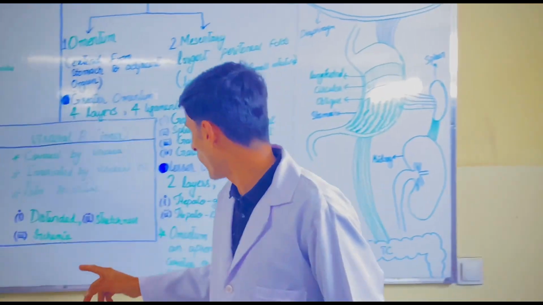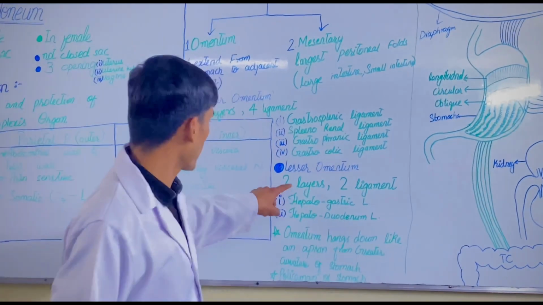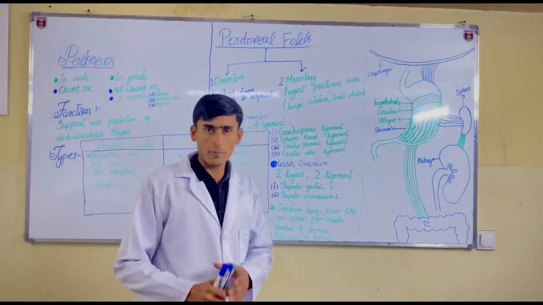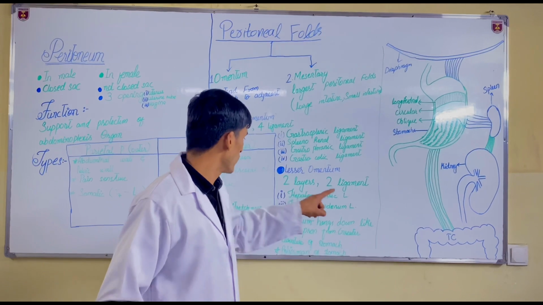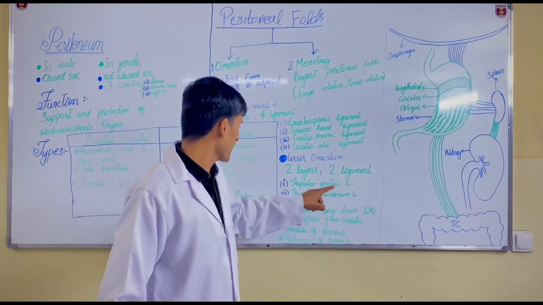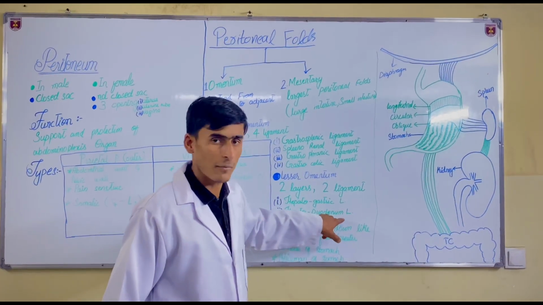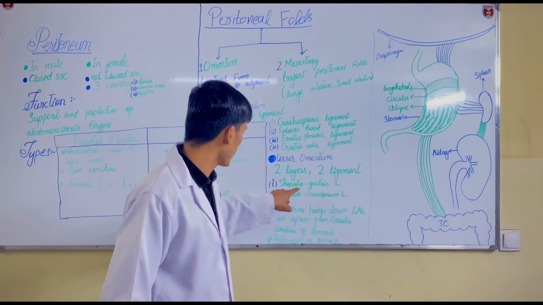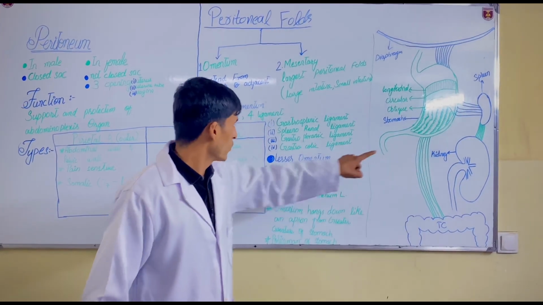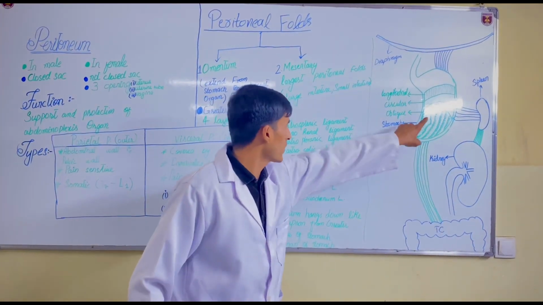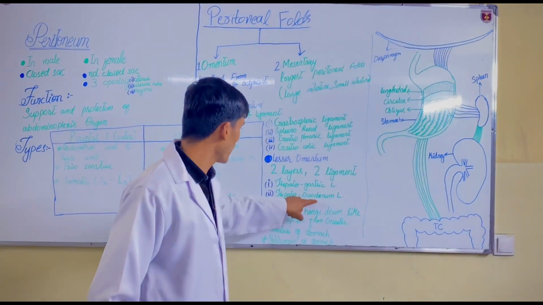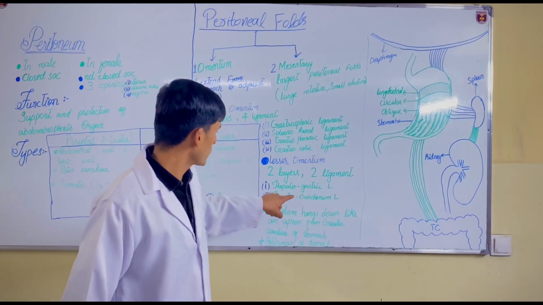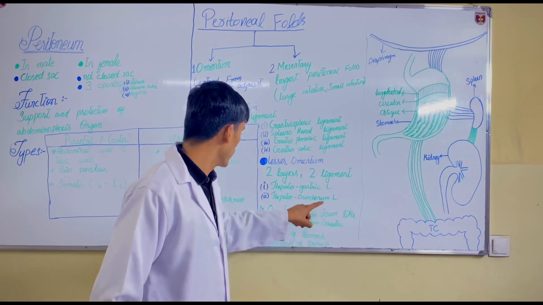Then we discussed lesser omentum. Lesser omentum is made up of 2 ligaments: hepatogastric ligament and hepatoduodenal ligament. Hepatogastric ligament starts from liver towards the stomach, and hepatoduodenal ligament starts from liver towards the duodenum.